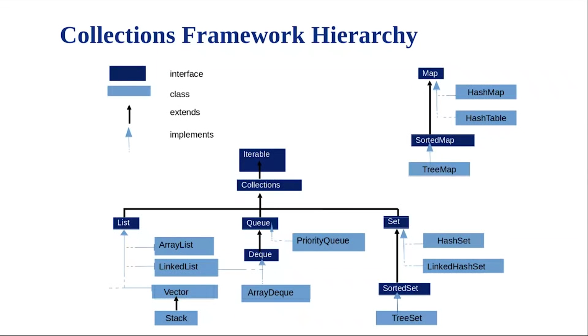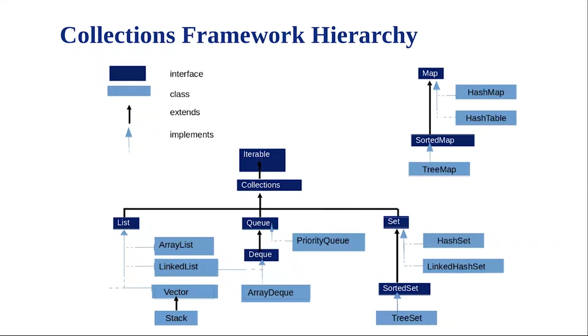Then we come to the array deque. Array deque is a class which implements the deque interface and the linked list class. So both the features will be present in the array deque. Next we have the priority queue. The priority queue class implements the queue interface.